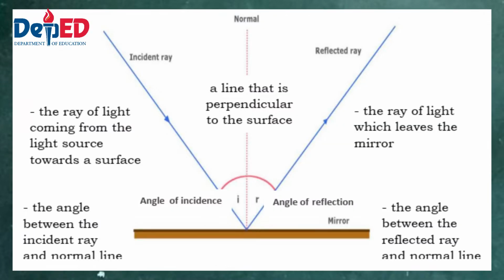The figure flashed in your screen illustrates the reflection of a light ray on a plane. As you can see, incident ray is the ray of light coming from the light source towards a surface. The normal line is the line that is perpendicular to the surface. And reflected ray, on the other hand, is the ray of light which leaves the mirror. Also, you can see the two angles. We have the angle of incidence and the angle of reflection.